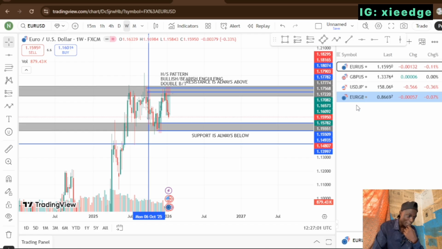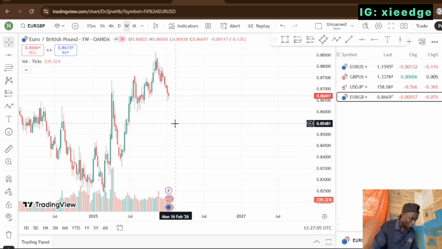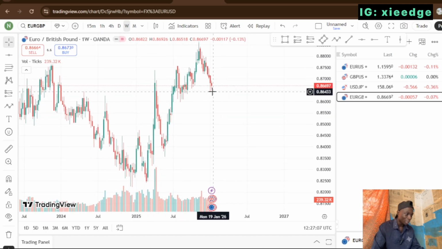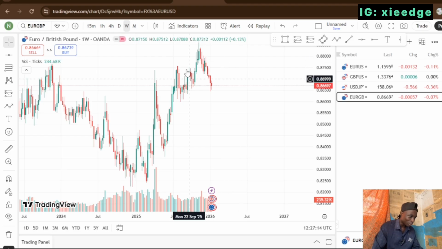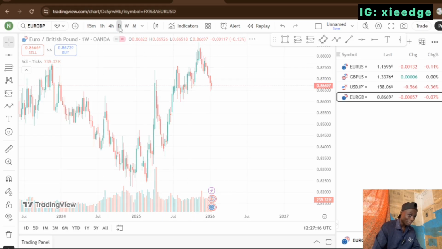Euro GBP, and this is it right here. On the weekly time frame, you can see that the market is very obvious. So the market is bearish. Let's go to the daily time frame.